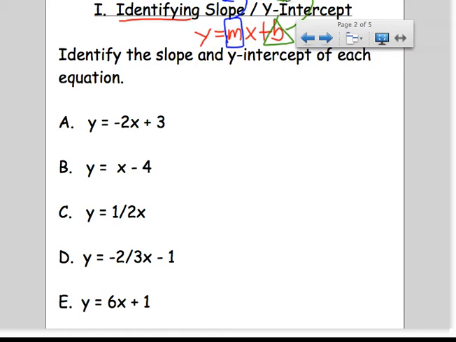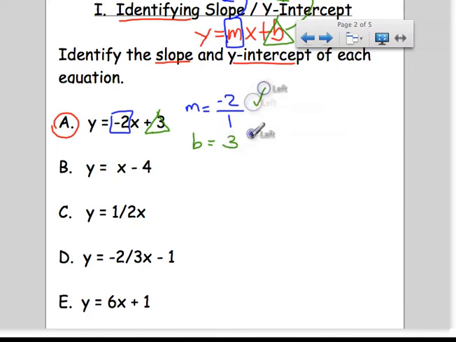So, starting with A, I'm going to identify the slope and the y-intercept for each of these equations. Looking at A, I see y equals negative 2x plus 3. I can see that the coefficient of x is negative 2. So that means the slope is negative 2. And if I were to graph it, it might be helpful to know that it's the same as negative 2 over 1. I see that the constant is 3. So b, our y-intercept, is going to be 3, and that's where I'm going to start the graph. I have my slope, I have my y-intercept.